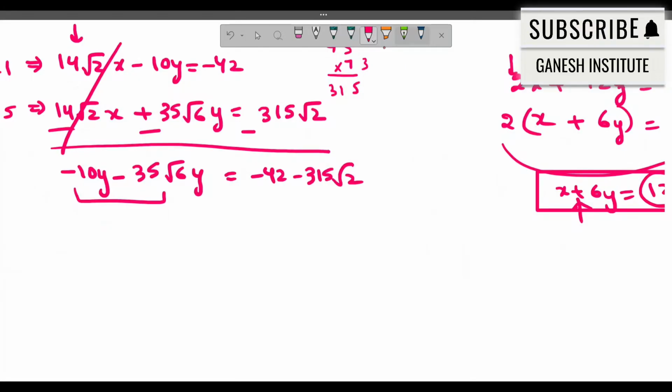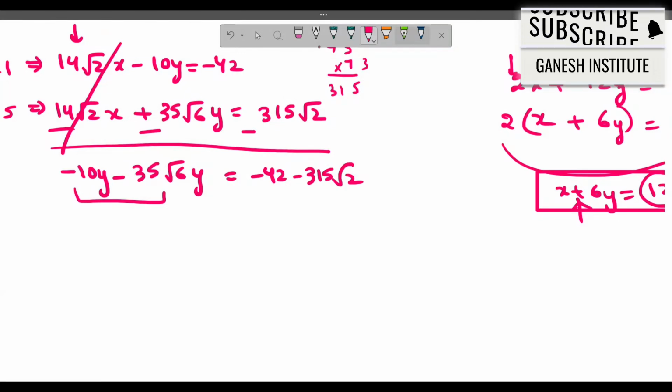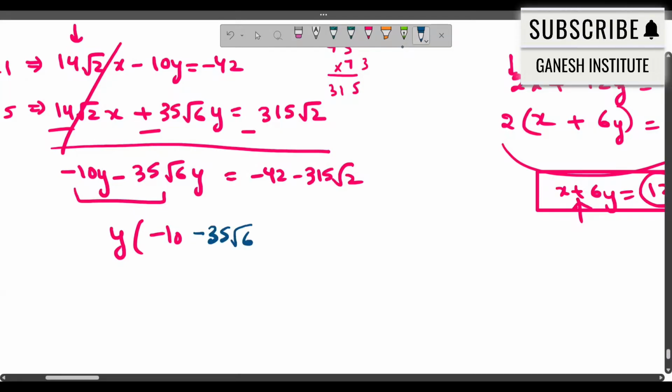Yes, that makes sense. Okay, so this is 10y, this is 35. I know I can take out 5 as common from the left hand side, but what's the point? I cannot take 5 as common on the right hand side, right? So the cancellation will not happen, so I'm not taking anything common. So y is common, this is minus 10, y is common, right? So what is left? Minus 10 and then minus 35 root y, right?